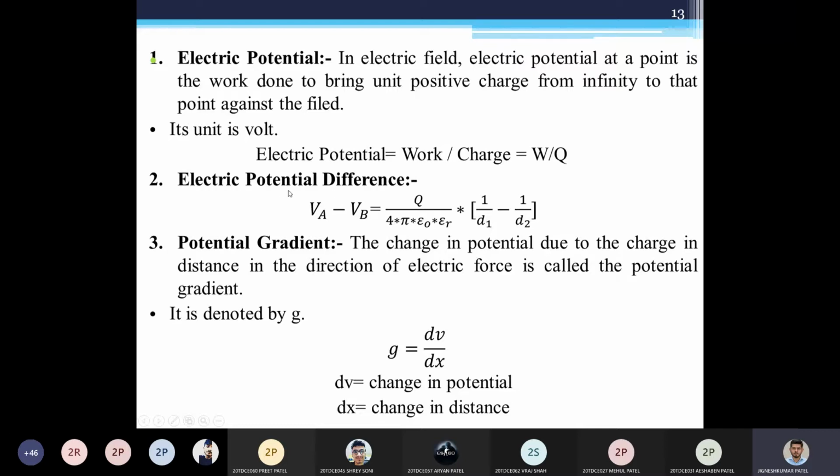Then we have also seen the equation for the potential difference, VA minus VB. If some charge is placed at point B and I move that charge from point B to point A, my potential difference between those two points is Q by 4 pi epsilon 0 epsilon r into 1 upon d1 minus 1 upon d2. And we have seen potential gradient. The change in potential due to the change in distance is nothing but the potential gradient.